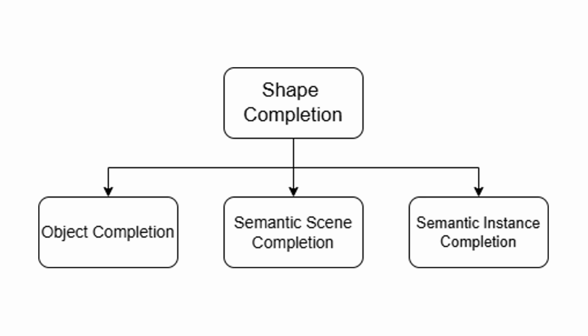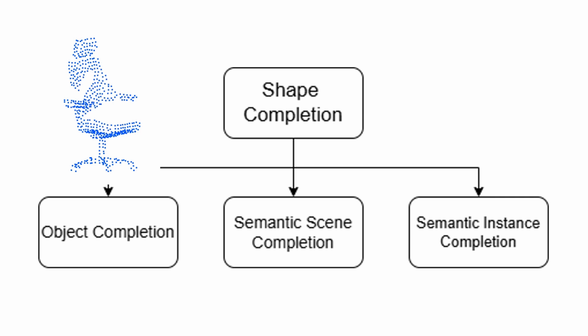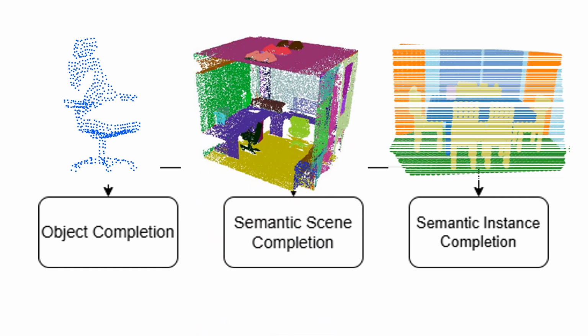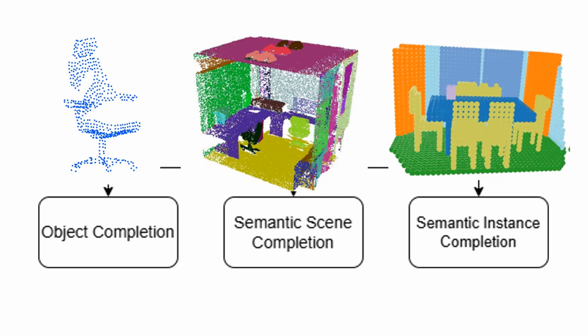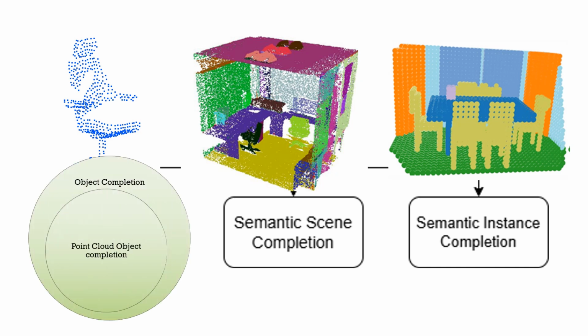Shape completion is classified into object completion, semantic scene completion, and semantic instance completion. Object completion completes the missing part of a single object. Semantic scene completion completes the missing part of a scene. Semantic instance completion detects individual instances in a scene or object parts based on their semantic information. In this survey, we exclusively focus on object completion of point cloud partials.